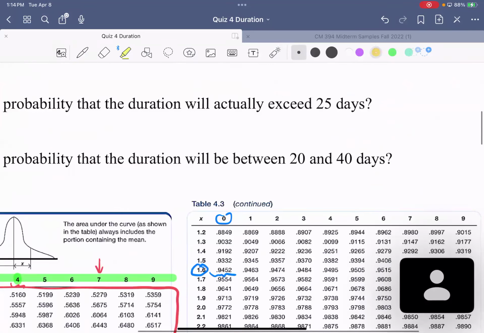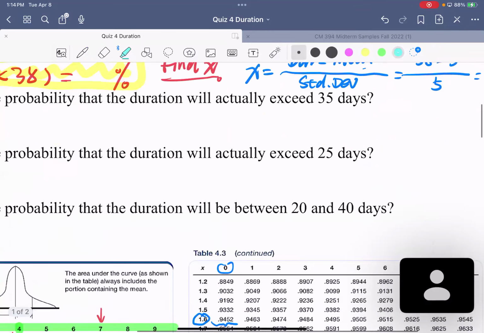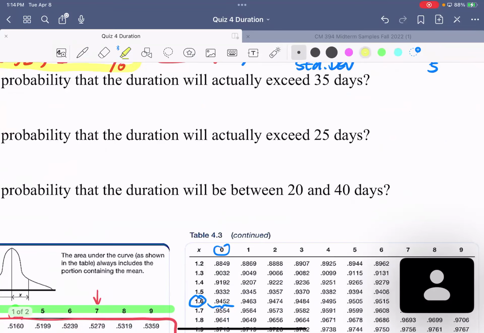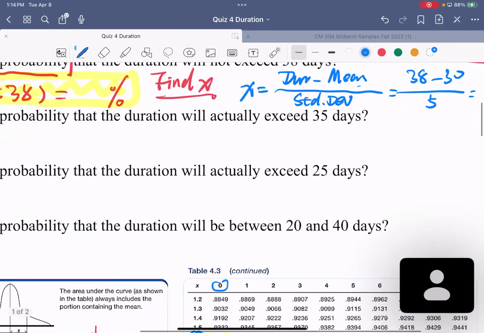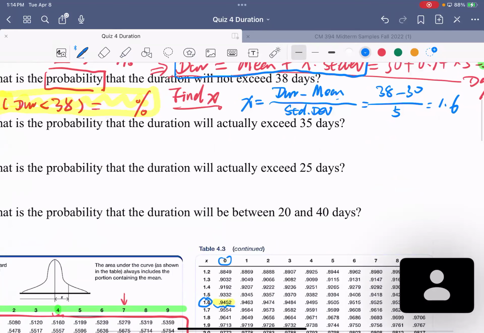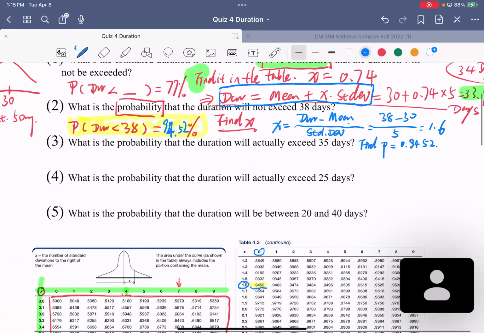Is that correct? Yes. So am I in the yellow color? Yes. Then you find your P is equal to... and then find the P is equal to what? 0.9452. So you get 94.52 percent. Okay. Any question for this? You good? Thank you. All right.